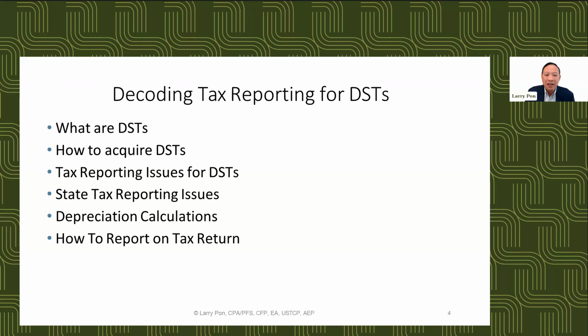So let's get started. What we're going to talk about today. Number one, what are DSTs? Number two is how do you get them? How do you acquire them? The tax reporting issues we run into with DSTs, state tax reporting, that's a big, big topic, and depreciation calculations. That's a big subject in itself, and that's a very important one because you want to make sure you calculate those correctly. And then we're going to have a case study on how to report it on your tax return. So that's what we're going to be talking about today.